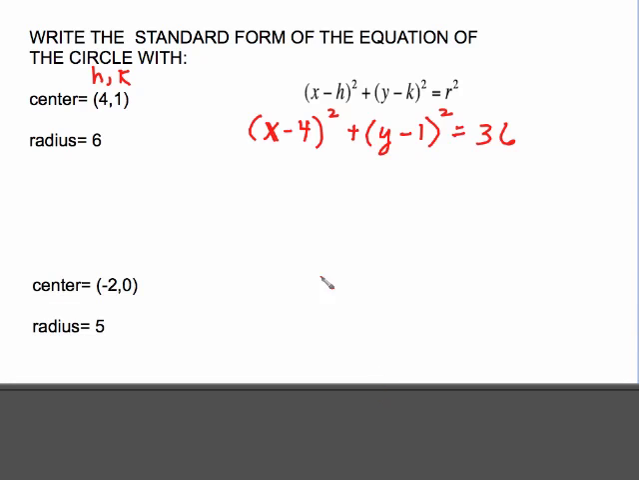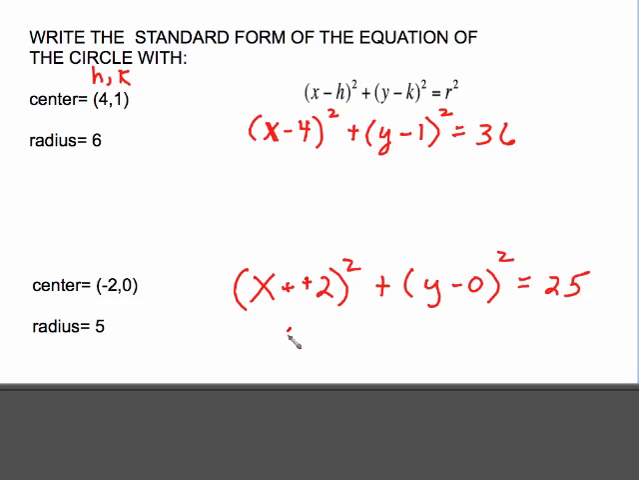Another one like this, we have a center of negative 2, 0. So this will be x minus negative 2, quantity squared, plus, I'm going to write it as y minus 0, but I'll clean that up in a second, squared, equals that radius squared. 5 squared is 25. Two little things to take care of. This becomes plus, so more simply, this is just x plus 2, quantity squared. Inside here, y minus 0 is just y squared equals 25. So that's your equation of the circle given the center and the radius.